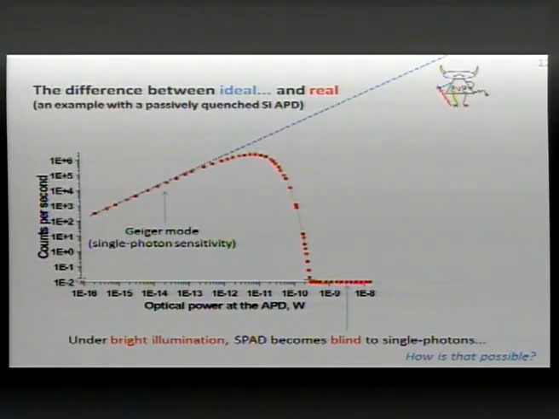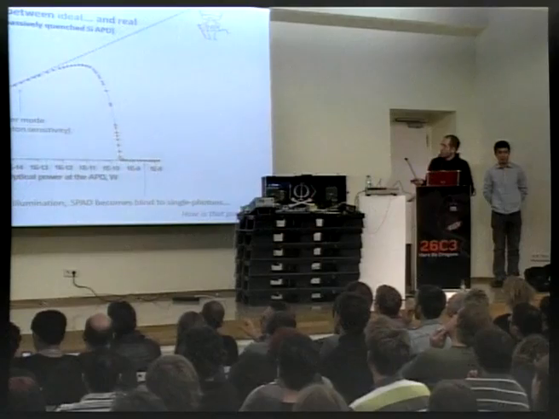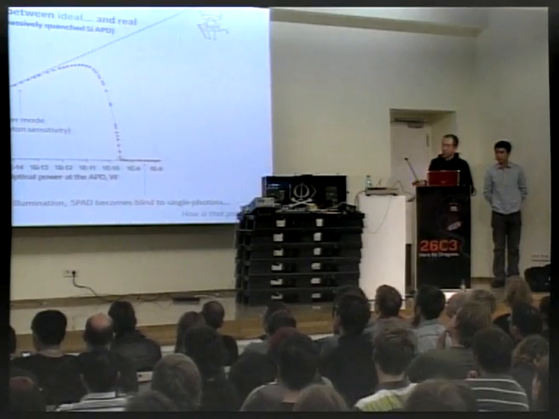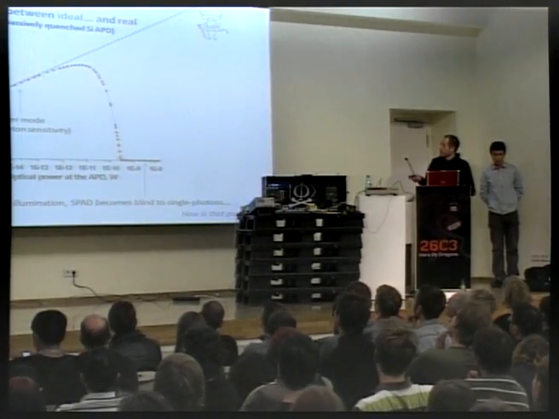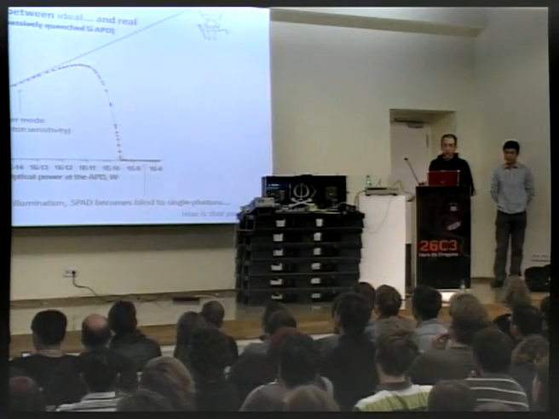You have an illustration here of the clicks recorded by a detector as a function of the optical illumination at the detector. You see here that you have pretty low intensity level, below picowatts. And we are in the so-called Geiger mode, where we have single photon sensitivity. So you can see there that the detector's count rate increases linearly with the optical illumination, as you would expect from a detector. And ideally, you would like it to go this way, up to higher intensity.